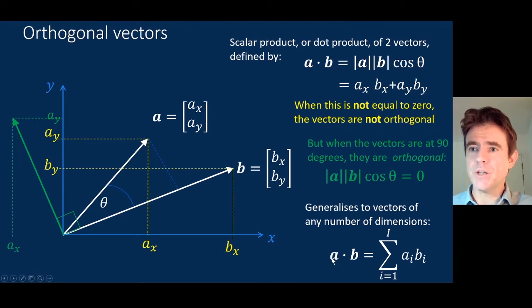Well, in general then, for any number of dimensions, here I'm showing for capital I dimensions, it's just the summation of the element by element product. So you carry on the element by element multiplication for all of the elements according to the size of the vectors. And then once you've done that product, you just sum them up. And that is going to give you the dot product or the scalar product.